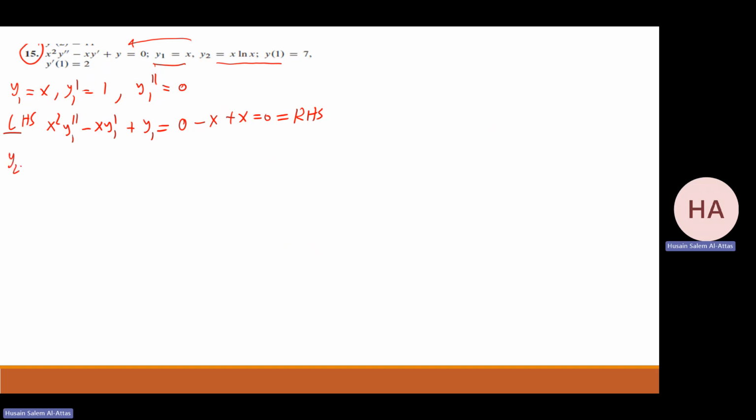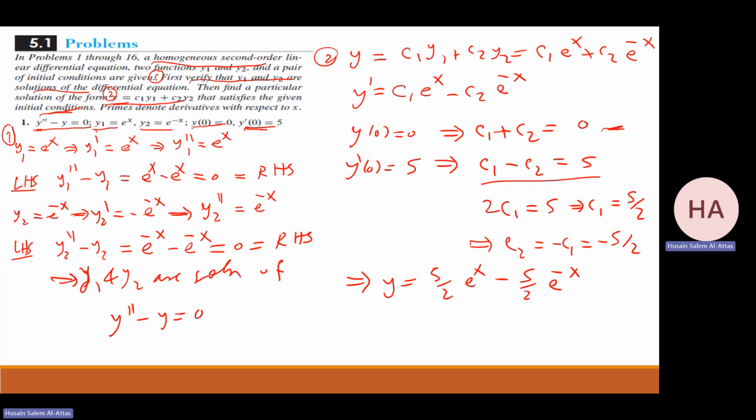Now for y2, I need to be careful. y2 equals x ln x. What will be y2 prime? Product of two functions, I have 1 plus ln x. What is y2 double prime? 1 over x. Now left hand side, x squared y2 double prime minus x y2 prime plus y2.